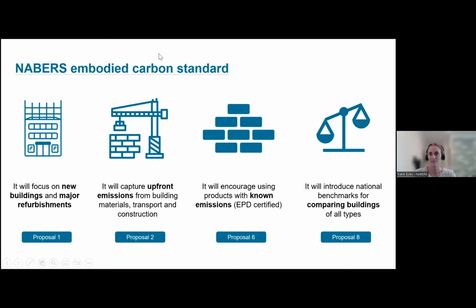And then the last one, which I thought would be good to mention, is that this is introducing a national benchmark for comparing buildings. That is the star rating I showed at the beginning, so that you can compare and contrast and know where you sit in the market. If you have a 3-star rating, your building is about average in terms of emissions. If you have a 6-star rating, you have about 70 to 80% less emissions than a similar building.